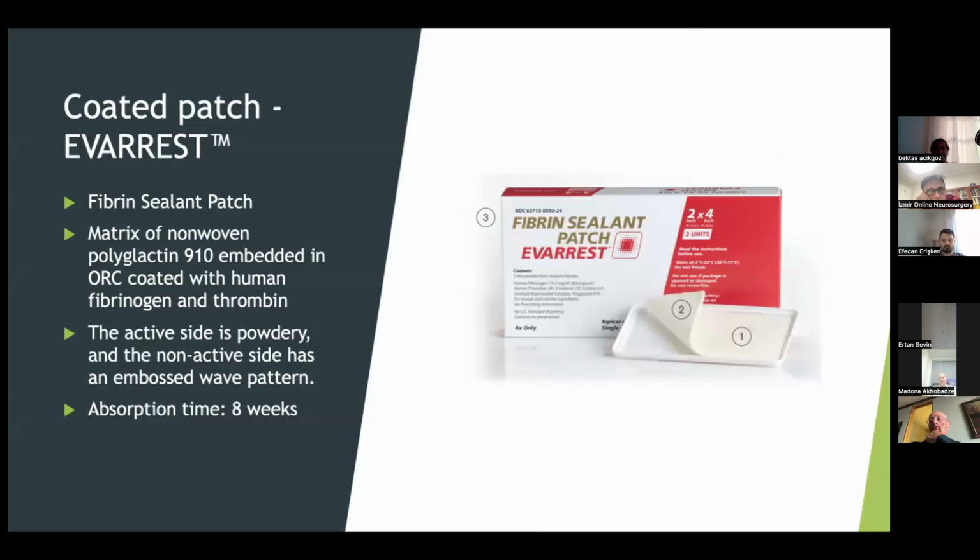Another coated patch is called Evarrest. It is a fibrin sealant patch, a matrix of non-woven polyglactin 910. It's the same as Vicryl. It's a matrix of Vicryl embedded in ORC and coated with human fibrinogen and thrombin. And here also there are two surfaces. I don't know whether you can appreciate it very clearly. This surface is actually woven and the other surface is powdery. So the non-active side is woven. There is a woven wave pattern, but the powdery side is the active side. And the absorption time is 8 weeks.